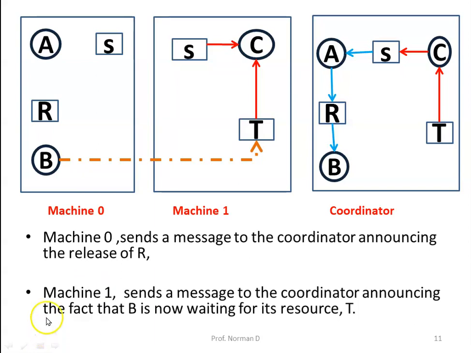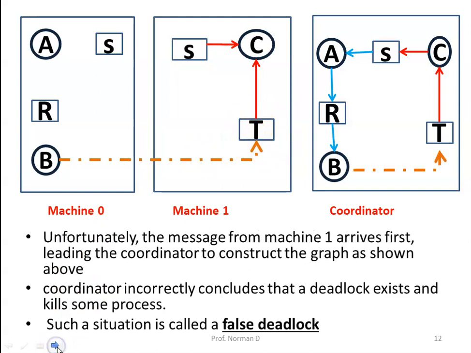What has happened in this is, machine 0 sends a message to the coordinator announcing the release of resource R. Machine 1 sends a message to the coordinator announcing that B is now waiting for resource T. So what has happened over here is, the message from machine 1 has arrived first and not the message from machine 0.